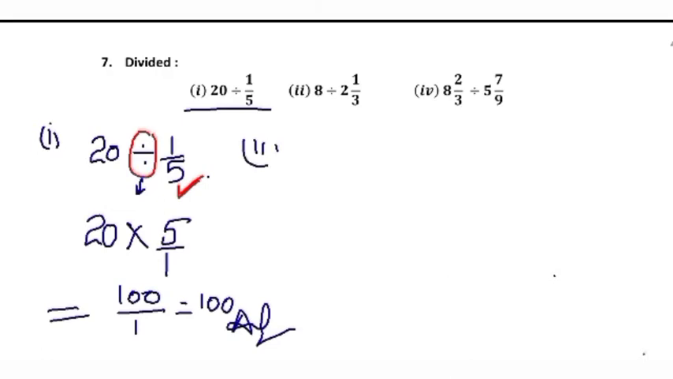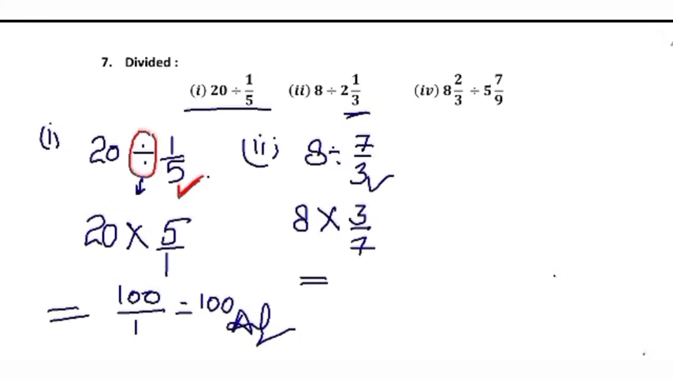Similarly the second part, 8 is divided by, this is given as a mixed fraction, so first step is to change it into an improper fraction. 3 2s are 6 plus 1, 7 upon 3. Now second step is write the first number, replace the division sign by multiplication and write the reciprocal of the next number. This is 3 upon 7. Numerator and denominator are not divisible by any same number, so multiply the numerators. 8 3s are 24 upon 7.